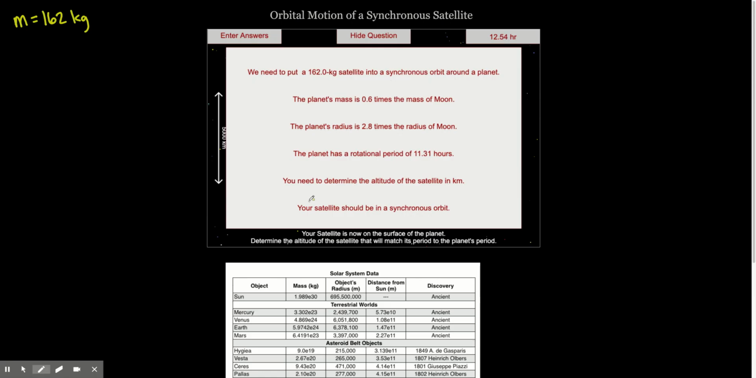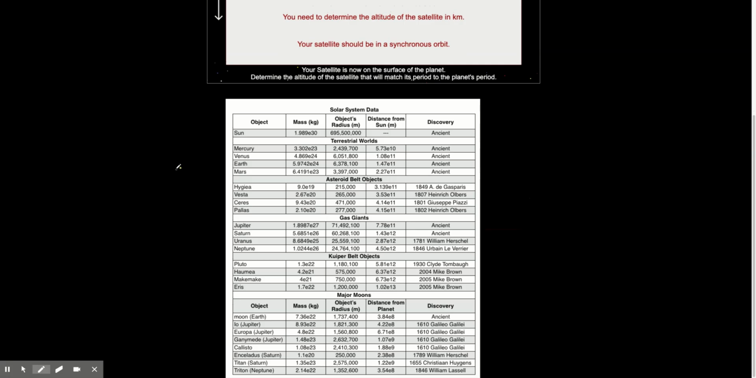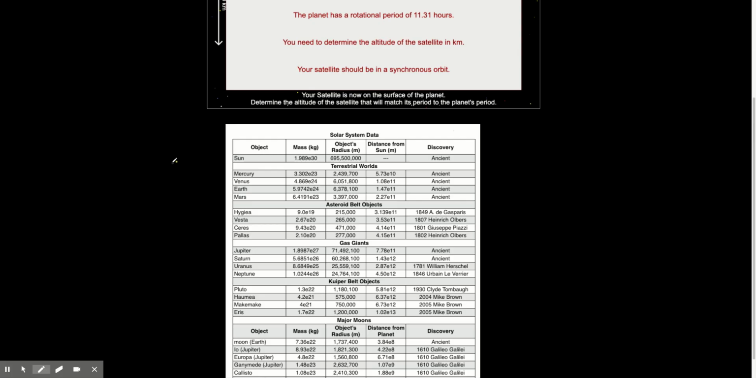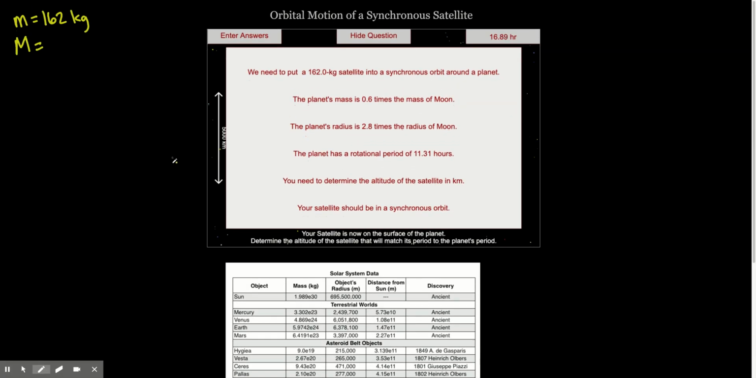So I'm going to take the planet's mass and label it as capital M, and I'm simply going to take 0.6 times the mass that's at the bottom of the page here for the moon, 7.36 E22. And so I get the mass to be 4.416 times 10 to the 22nd kilograms.